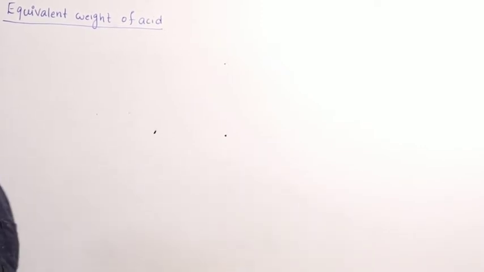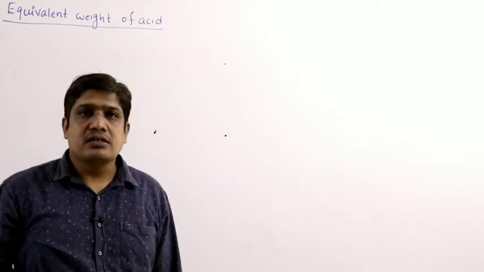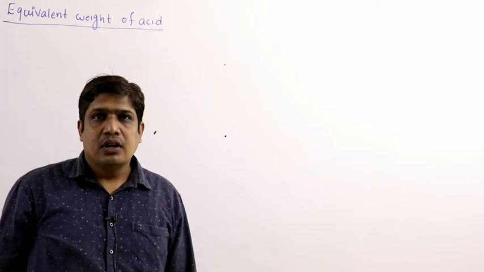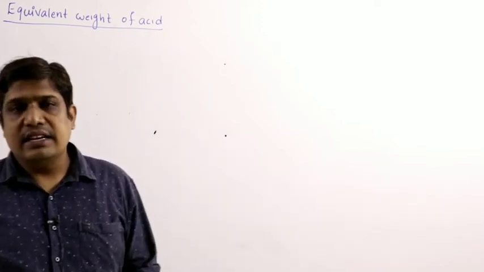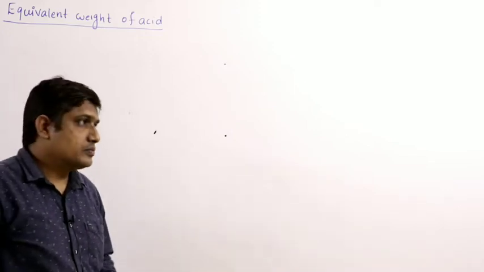First, what is acid? A substance which releases H plus ions when dissolved in water. Simple definition, Arrhenius definition. Right. Acid is a substance which releases H plus ions when dissolved in water.